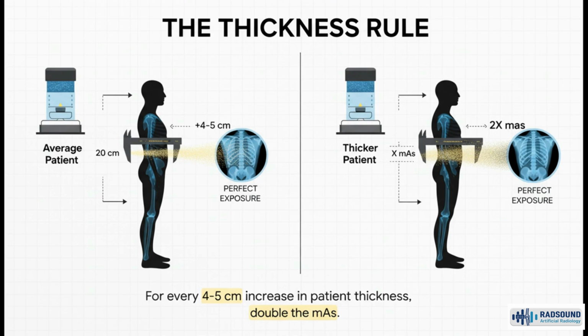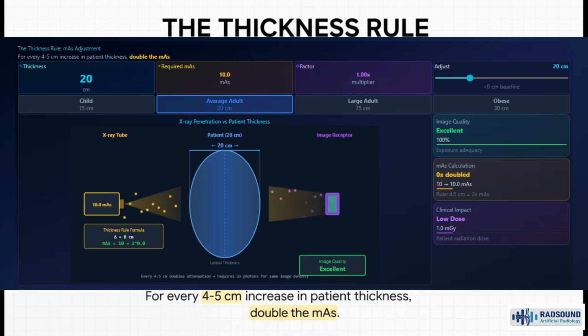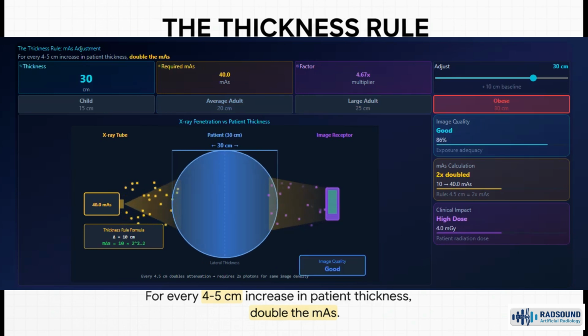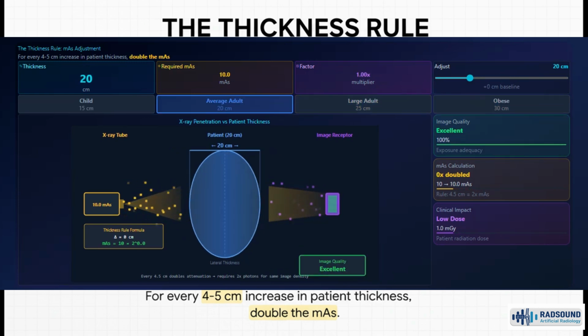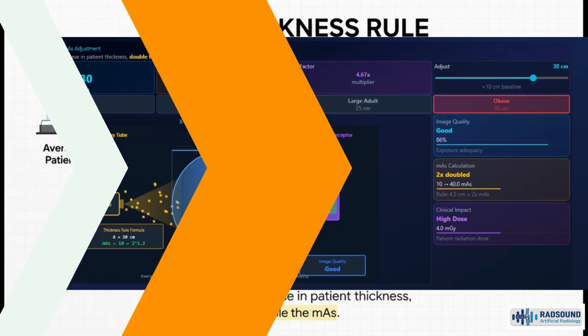And here is a golden rule, a fantastic pearl you can use every single day, the thickness rule. It's a great rule of thumb. For every 4 to 5 centimeters of extra patient thickness, you have to double the MAS just to maintain the same exposure. This is so important for portable exams, where you go from a 50-kilo patient in one room to a 120-kilo patient in the next.